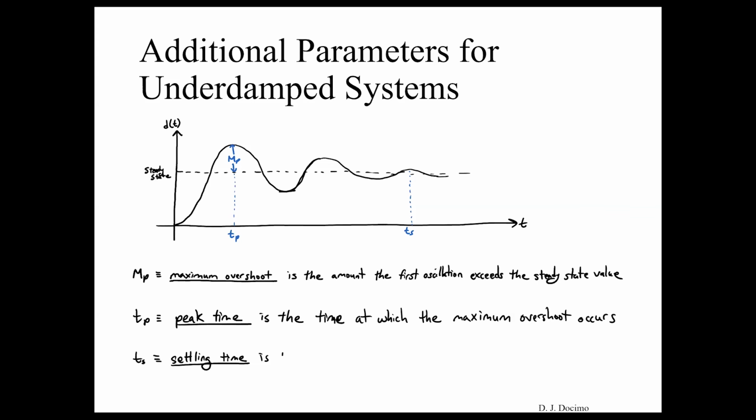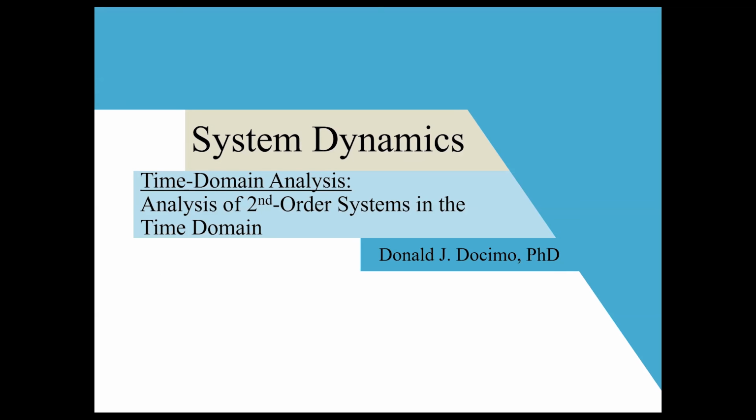And then Ts is our settling time. It's the time at which our oscillations stay within plus or minus 2% of the steady state value, similar to 4 times tau for our first order linear systems. So it's essentially how long it takes for this system to settle down to within 2% of its steady state value. And that is going to cover analysis of second order systems in the time domain.